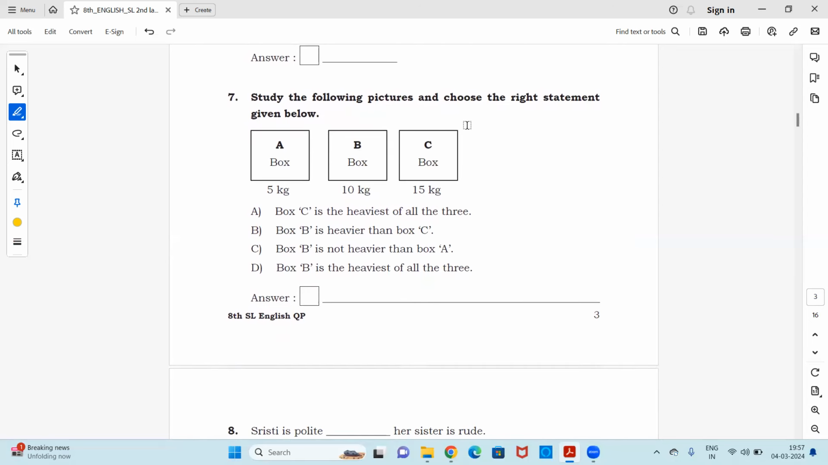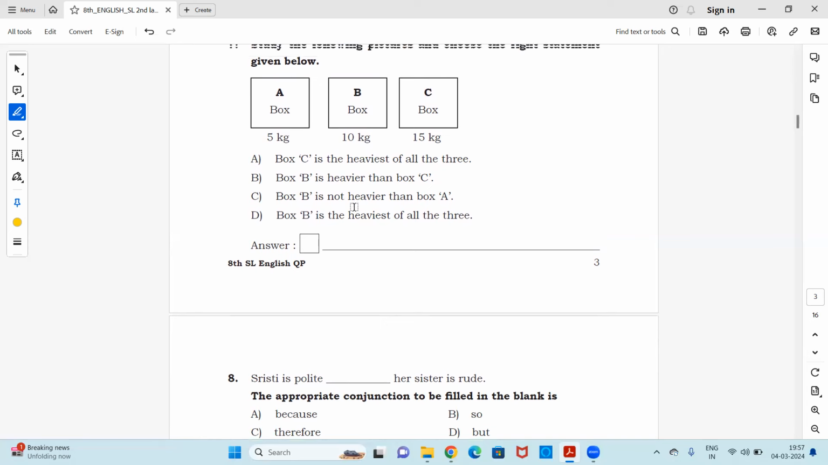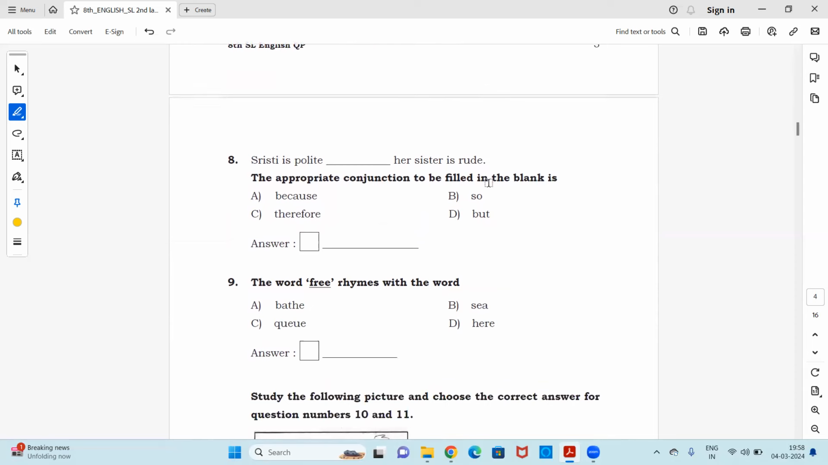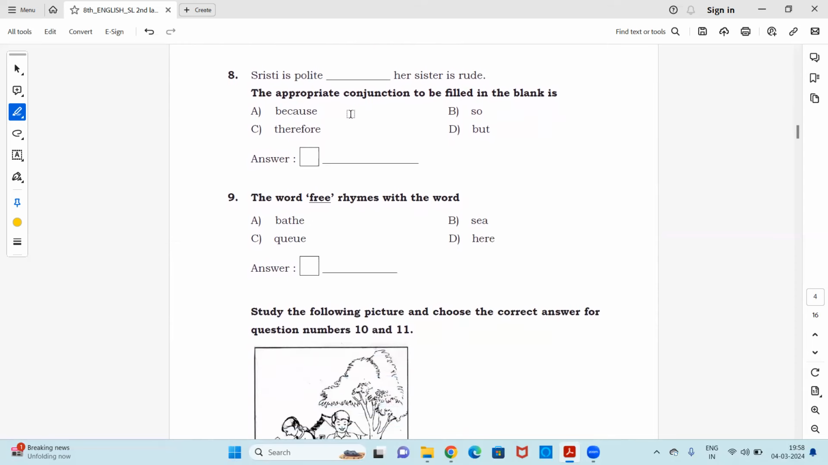Next, study the following pictures and choose the right statement given below. You have three boxes: 5, 10, and 15 kg. Box C is the heaviest of all the three. Box B is heavier than box C. Box B is not heavier than box A, or box B is the heaviest of all the three. I hope you got it: box C is the heaviest of all the three is the right one. You can think once again, pause the video, check the question, take your time and then answer.